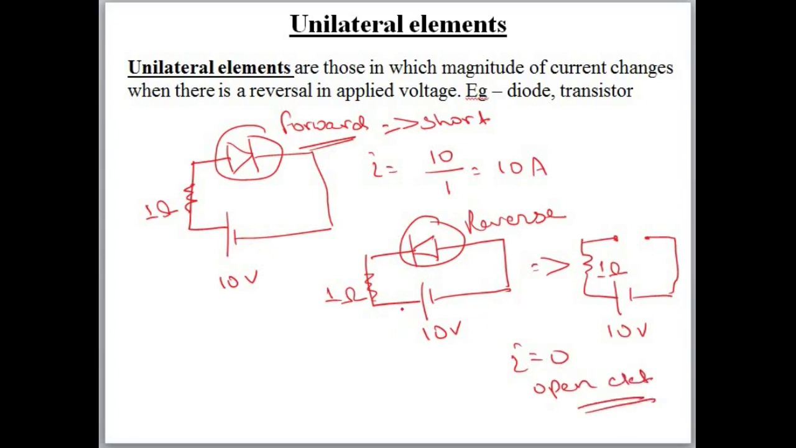Here positive is connected to anode and negative is connected to cathode. In this case, positive is connected to cathode and negative is connected to anode. So when the voltage polarity is reversed, the current magnitude is changing. Earlier it was 10 ampere, now it is 0. So these are called unilateral elements. In unilateral elements, the magnitude of current will change if the polarity of voltage changes. Other examples: transistor, SCR, triac, diac, these are called unilateral elements.